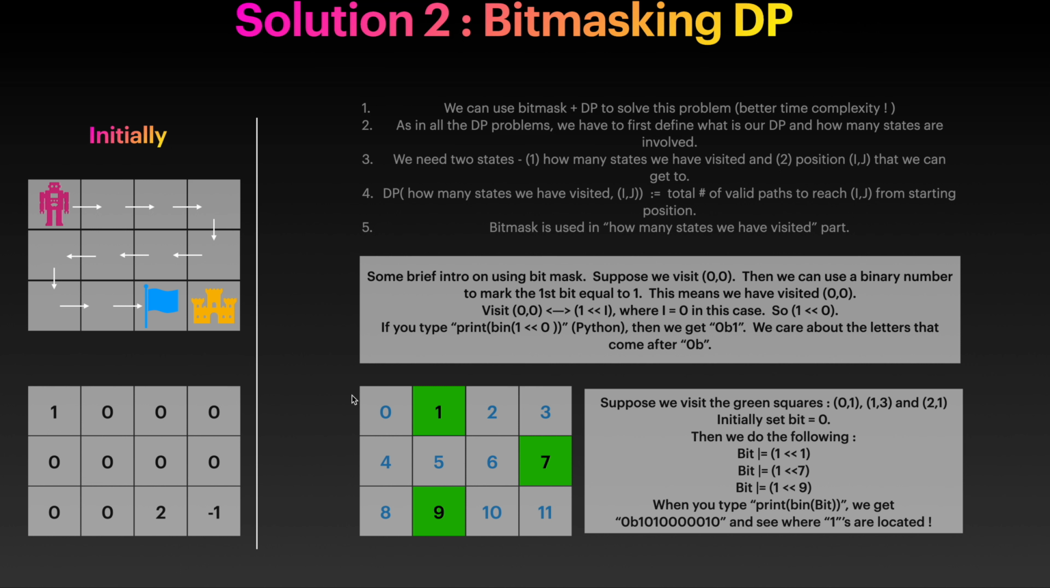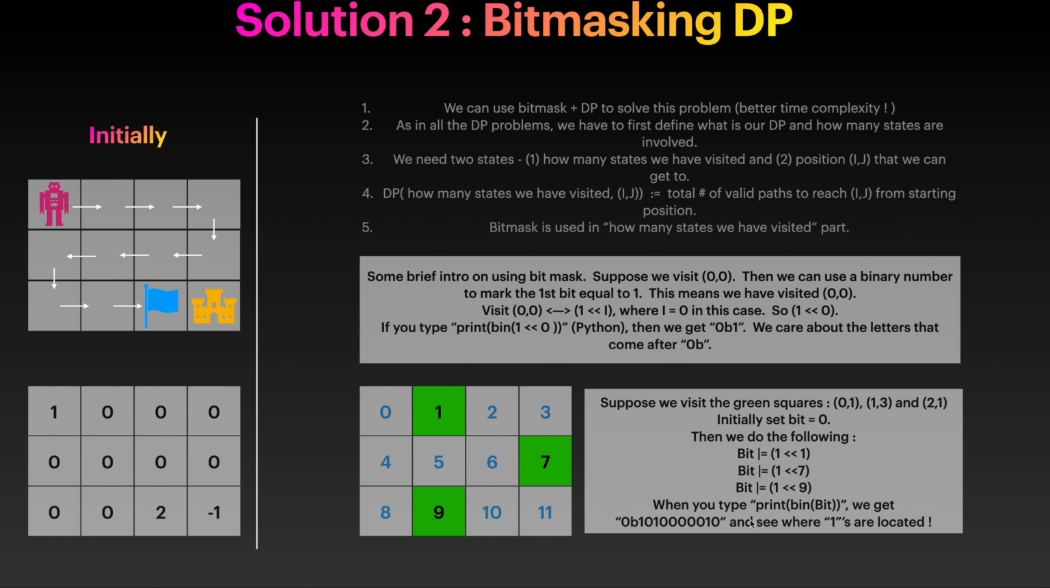So let's look at this example. This is just some label, 0 1 2 3 4 5 6 7 8 9 10 11, the labels of these squares. This is our grid indicating which ones are empty squares or not. So we'll be going this way, and let's say we have visited 3 green squares. You can use bit operations to do this. So this is how we do this. Initially we set this bit equal to 0, and then we carry out this operation.